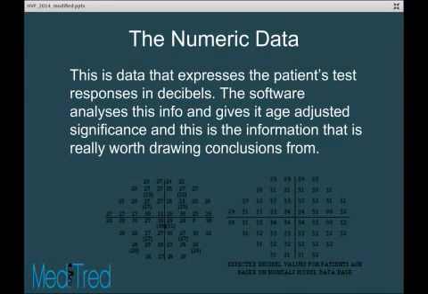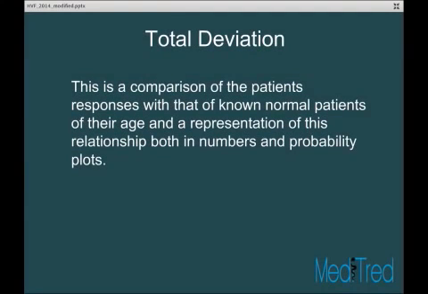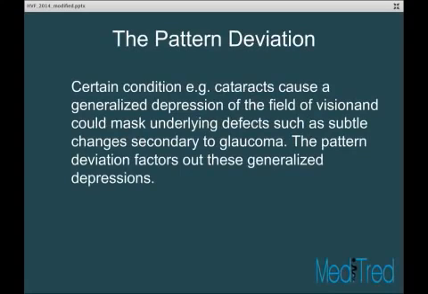Numeric data can be helpful as it gives the total patient responses in decibels. We will also look at pattern and mean deviation, which are evaluations of the patient's responses compared to age-matched controls. The total deviation is a comparison of the patient's responses with that of known normal patients of their age, and a representation of this relationship is shown both in numbers and the probability plots. Pattern deviation removes generalized depressions, helping to isolate patterns such as glaucoma.